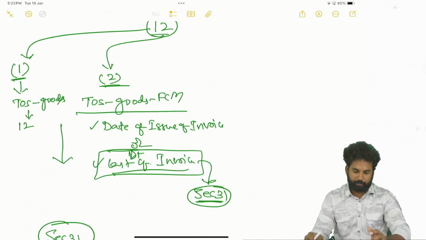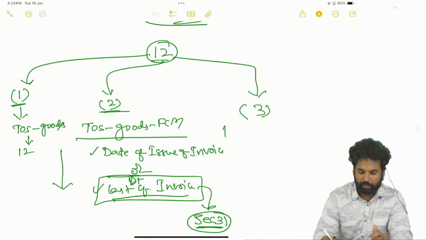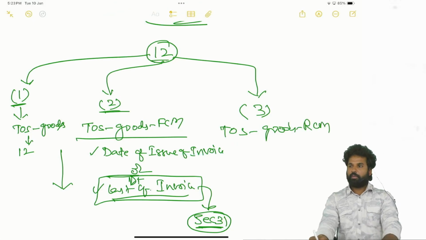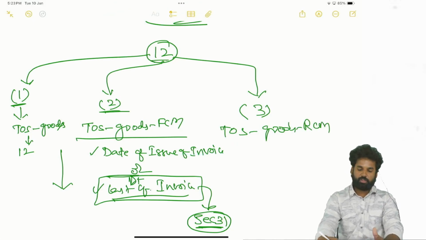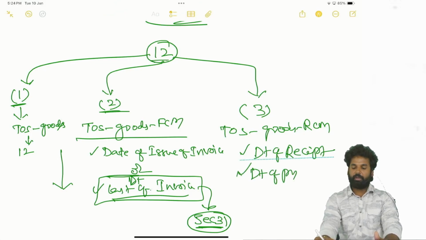Correct? Right. So next we have seen section 12 subsection 3, time of supply of goods under reverse charge mechanism. Under reverse charge mechanism, what is the date? Date of receipt of goods, when you are receiving the goods. Okay, receipt of goods. Date of payment, or date of payment means date of credit or date of entry in the books of accounts, whichever is earlier.